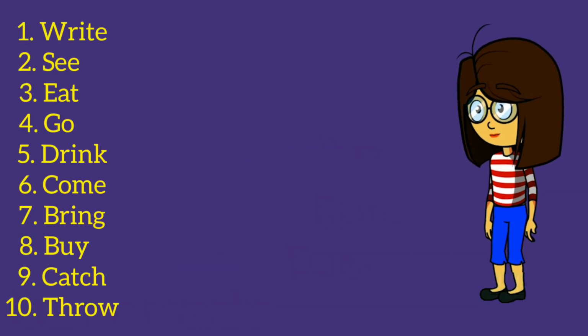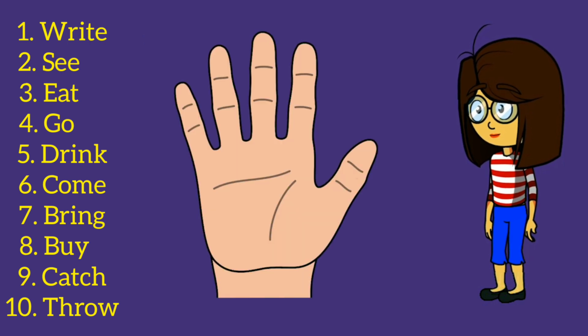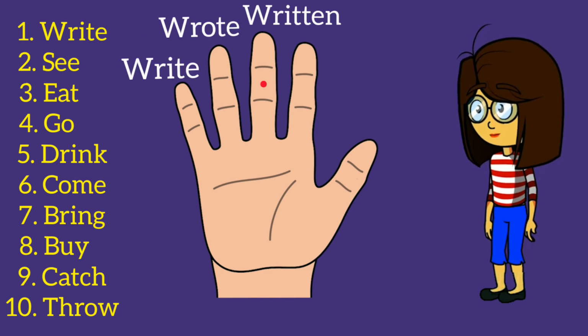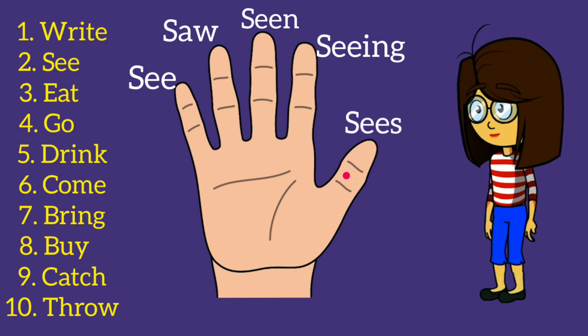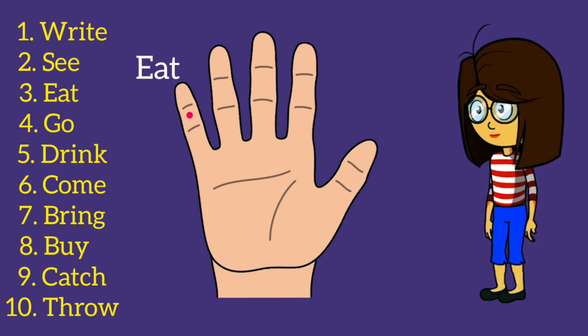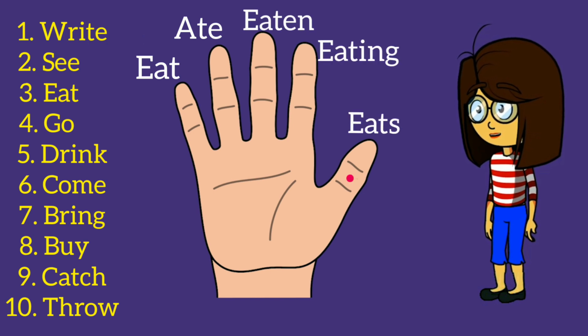Now we shall practice these 5 forms of verbs. Use your fingers and practice along with me. Write, wrote, written, writing, writes. See, saw, seen, seeing, sees. Eat, ate, eaten, eating, eats.